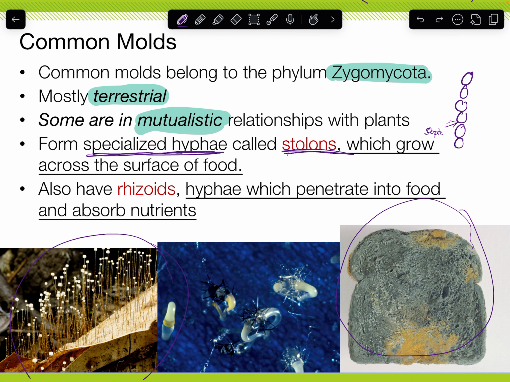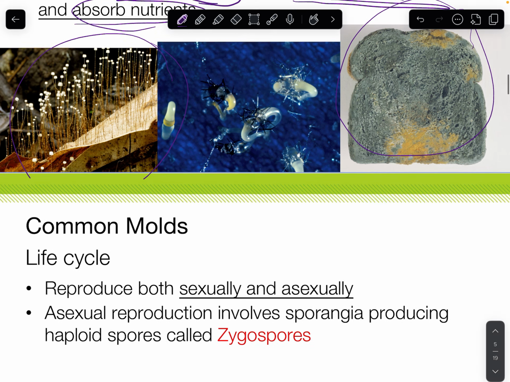All right. So we have stolons, but we're also going to have some things called rhizoids. And rhizoids are another specialized hyphae, but rhizoids go into the food. They actually go into the food to absorb the nutrients that are coming from that food. So this is one of the reasons why when you have something like moldy bread, you want to throw the whole thing away, because those rhizoids are actually in the food. Just cutting off the bad part doesn't actually ensure that you're getting all of the mold off, right? So we have stolons and rhizoids. Stolons are on the outside, rhizoids go inside.